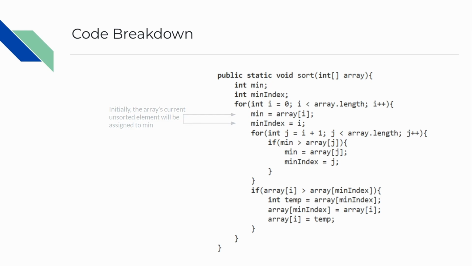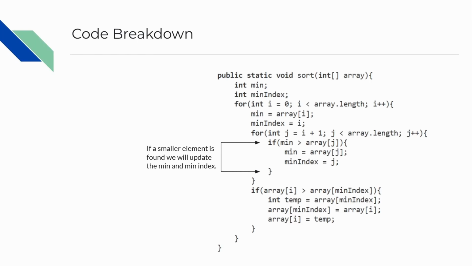Now let's move on to the next part, where we can see an inner for loop. This loop will check every element in the unsorted portion of the array to find the smallest element. It starts with the next element after i, which is the index, and it will compare each value with the current minimum. If the current element in the unsorted portion is less than our minimum, we will update the minimum to the element that is less than our current minimum. And we will also have to update the index of our minimum.